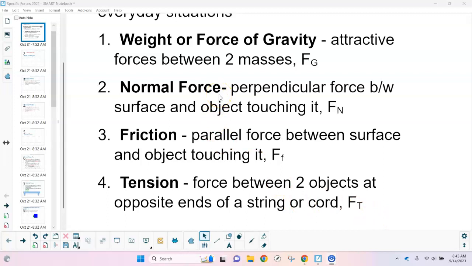There are sometimes other ones like applied forces, which is just somebody pushing or pulling, and you can just label them force push, force pull, force apply. It doesn't really matter. But these are really common ones that come up a lot, and they have some characteristics that we're going to discuss.